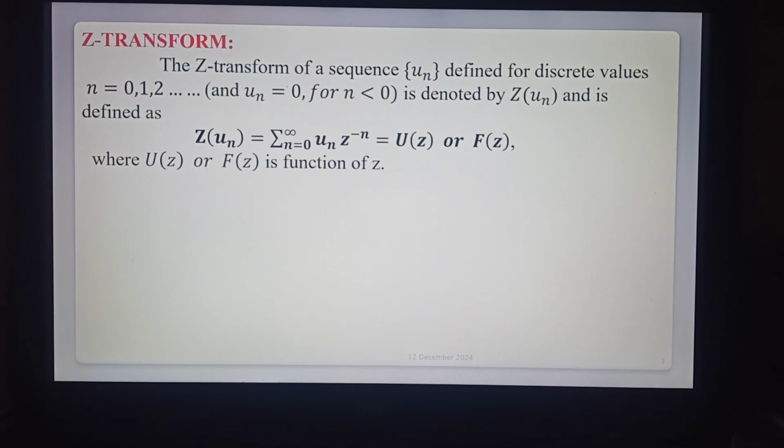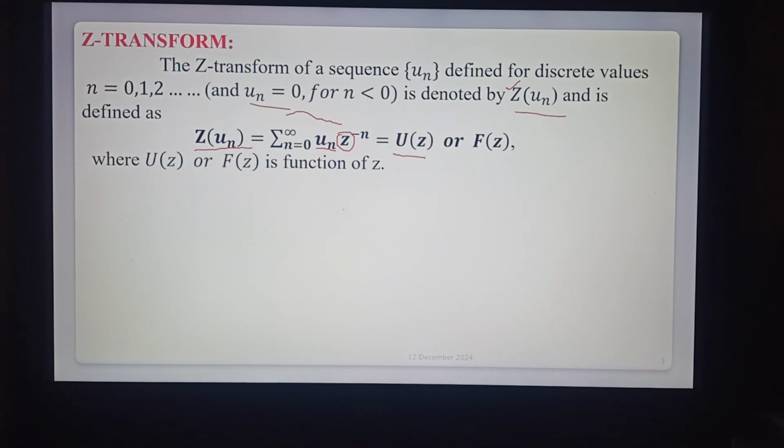The Z transform of a sequence u_n defined for discrete values n equal to 0, 1, 2 and so on, and u_n equal to 0 for n less than 0, that is for negative n, is denoted by Z of u_n. Here capital Z is the operator, and it is defined as Z transform of u_n equal to summation n equal to 0 to infinity u_n into z power minus n. Here z is a small z, this is only a variable, because u_n is the given sequence. This total series expands, and the total expression in terms of z is denoted by U of z or F of z, which is a function of z.